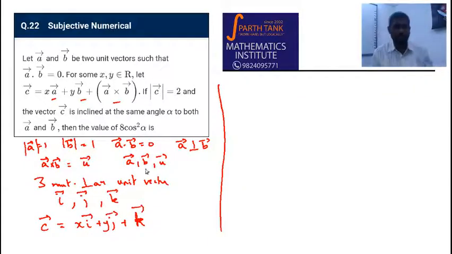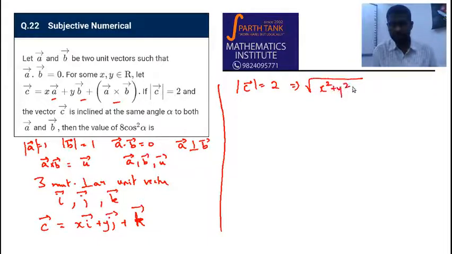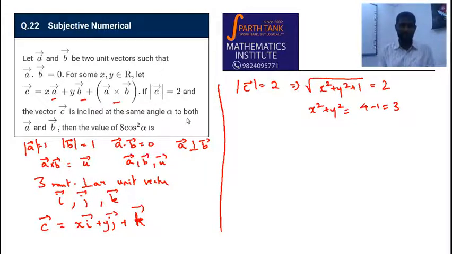I am just taking them as i, j, k for convenience, because we know the properties of i, j, k more readily than when we see A, B and some U. So now they say mod of C is 2, that the magnitude of C is 2, that is square root of x squared plus y squared plus 1 is 2, or x squared plus y squared is 4 minus 1, 3. Then they say the vector C is inclined at the same angle to both A and B. A is like my i, B is like j and U is like k. They said C is inclined at the same angle alpha to A and B.